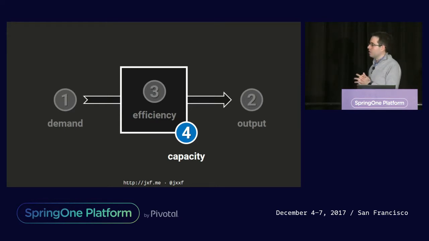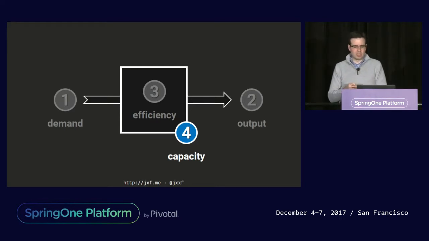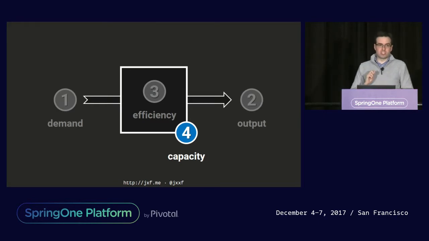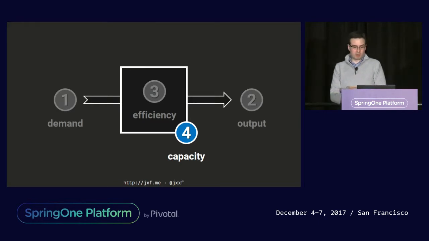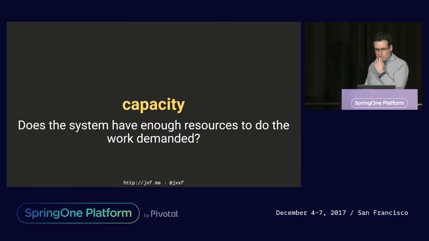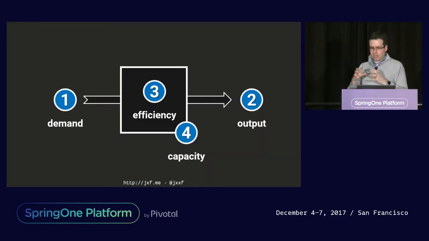So the capacity of the system is the fourth aspect here. Does the system have enough resources to do the work that is being demanded of it? So with those four aspects, we have a story that we can put together about the health of a system or a part of a system at any level.